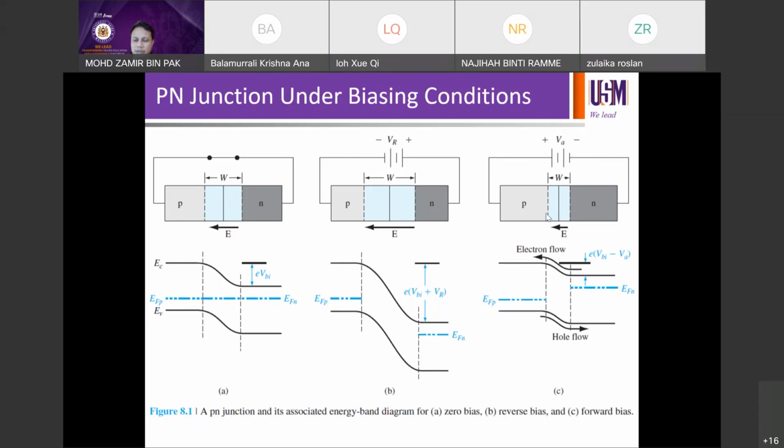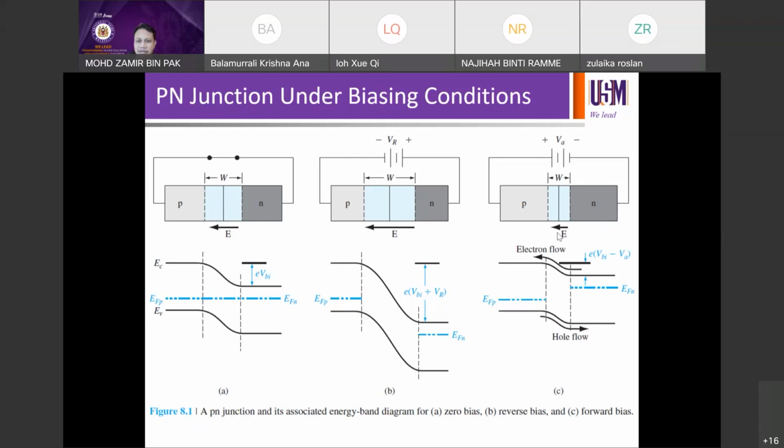What happens to the depletion width? In comparison to thermal equilibrium condition, what do you see? This width versus this width, right? Depletion width becomes narrower if you compare to thermal equilibrium condition. Always compare to TE condition. You can compare these two, but you don't forget the middle one, the original condition.